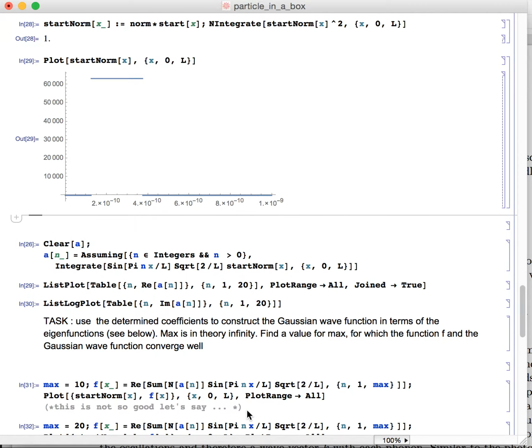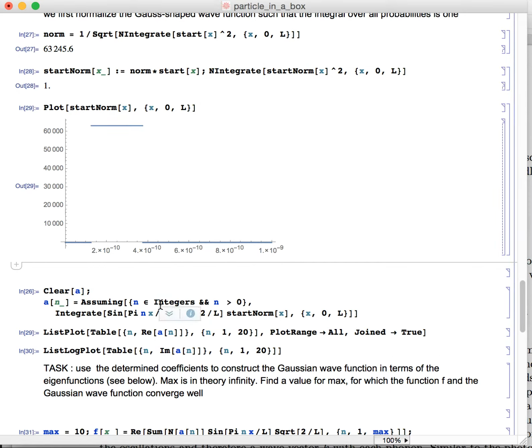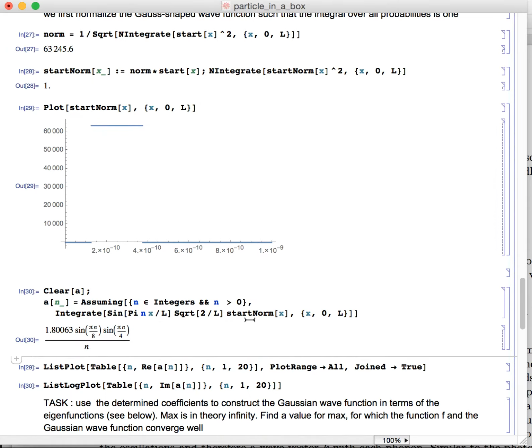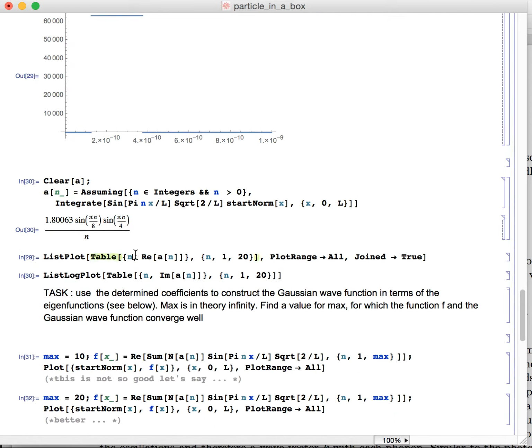Now what we would like to do is make an expansion in the eigenfunctions of this initial state. So essentially we would like to calculate the coefficients of the Fourier series. That means we have to calculate the integral over the energy eigenstate psi n. I wrote the thing separately in sine and the normalization factor, and then we combine it with the state which we want to analyze. Then we tell Mathematica to assume that n is an integer and bigger than 0, and Mathematica can calculate these coefficients for general n, so it becomes the following result here. And now we can just take a look at them.